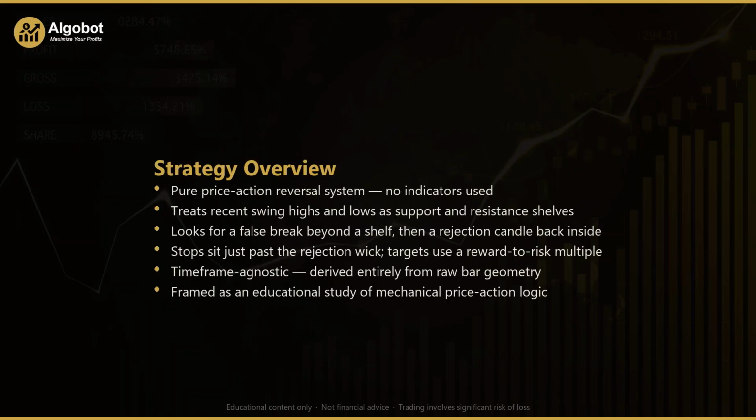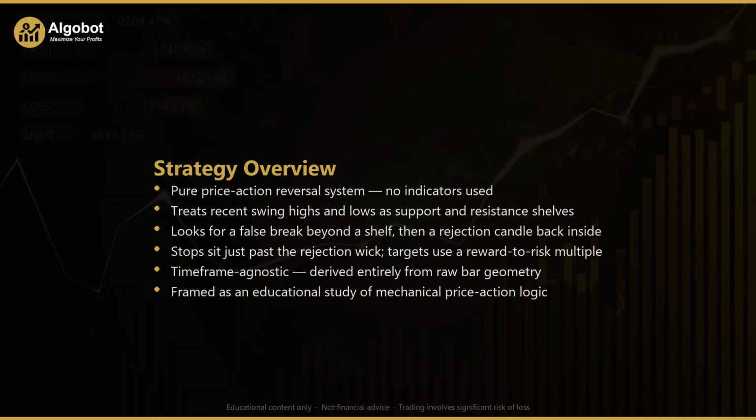Let's begin. So what exactly does this expert advisor do? At its heart, the Swing Shelf Rejection Reversal is a counter-move, or reversal, strategy. It does not use a moving average, an oscillator, or any calculated indicator. The only thing driving it is the natural structure of price, the swing points that the market leaves behind as it moves. The idea is simple to picture.